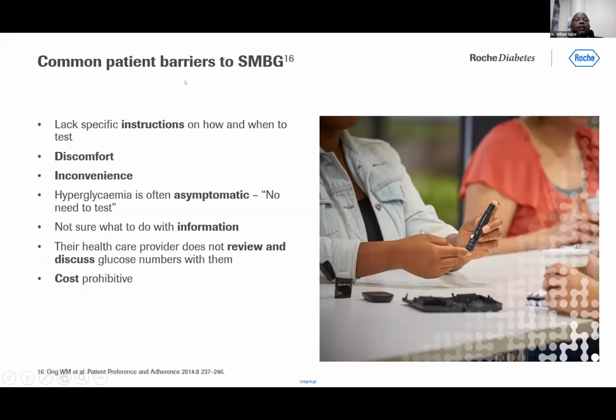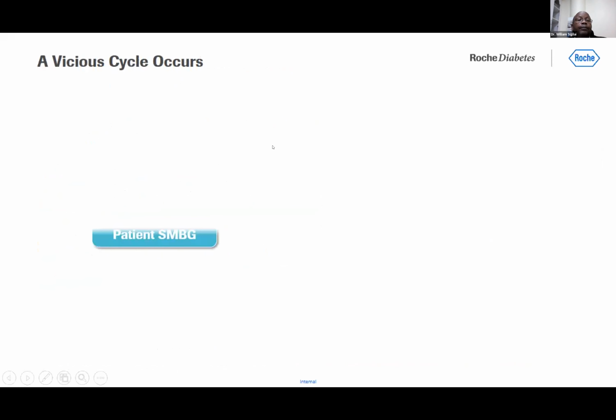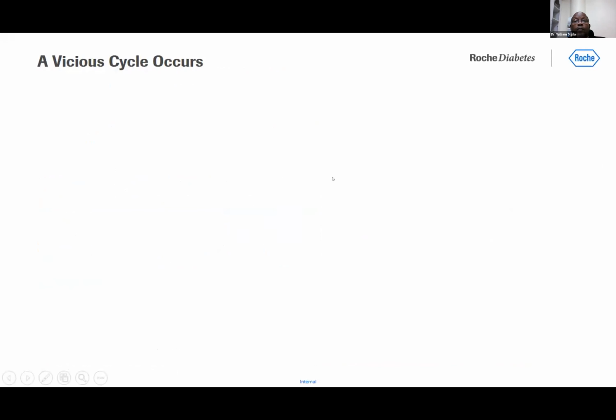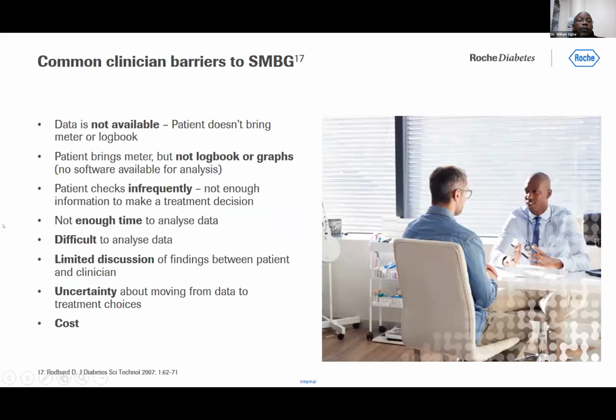So, common patient barriers. Let's look at the barriers. I forgot to mention that much as it may appear like it's a straightforward matter, achieving good sugar control is still a global challenge. I think even in countries where you think they have the best resources, less than half the people have their glucose on target. Why? Because we have multiple barriers.